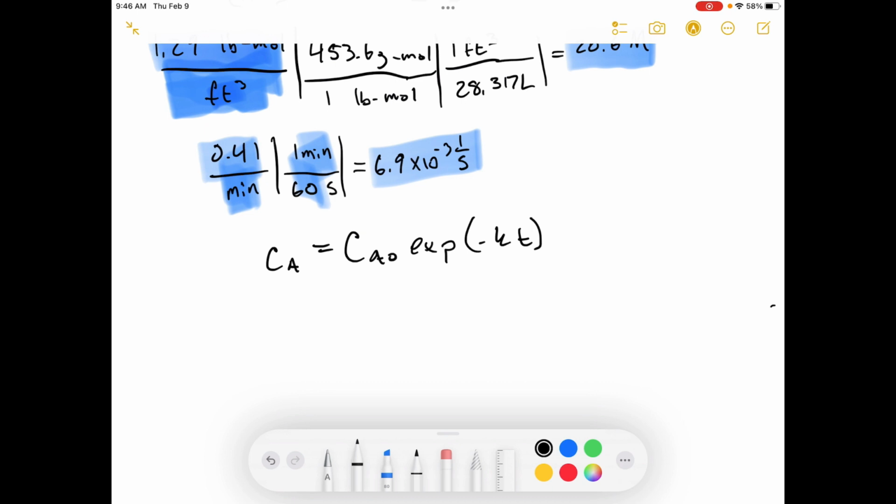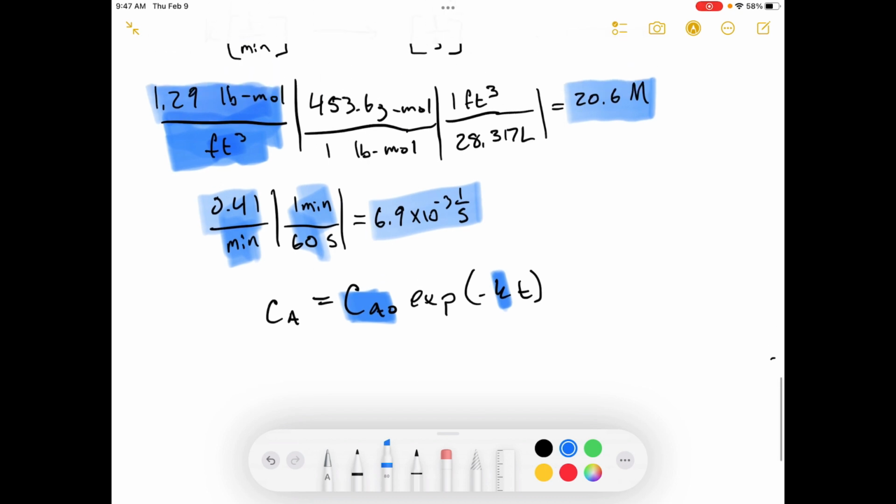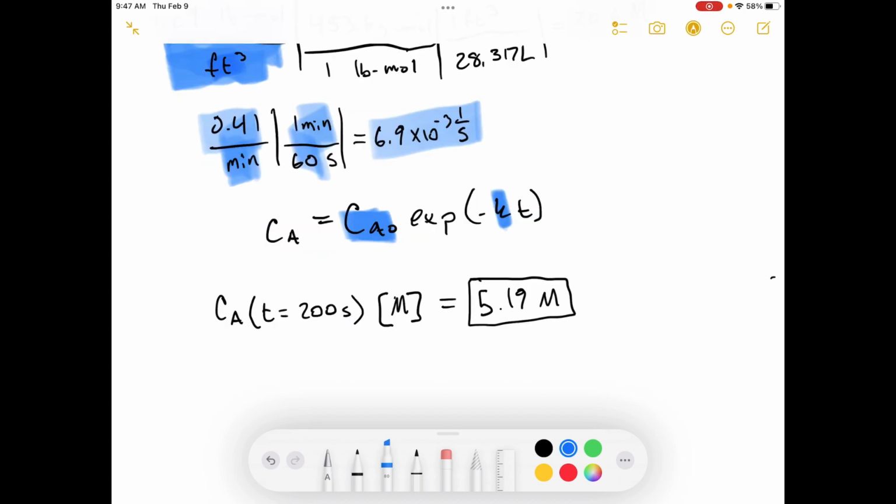Now we make sure we use the right values for K and CA0 that we just calculated, and we can plug 200 into this equation and calculate what CA equals after 200 seconds. All right, and that is the answer to part C. And that is it for problem number 3.31.